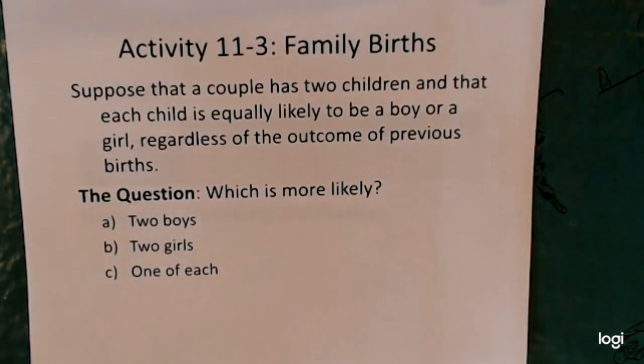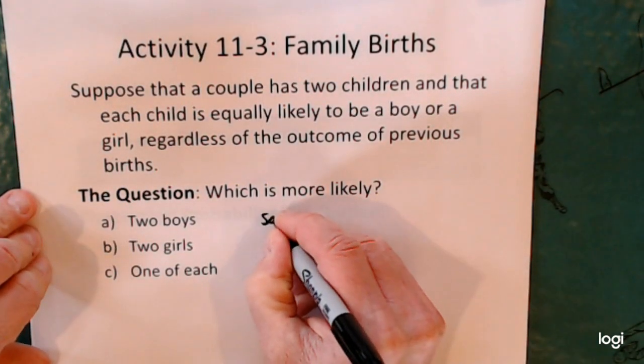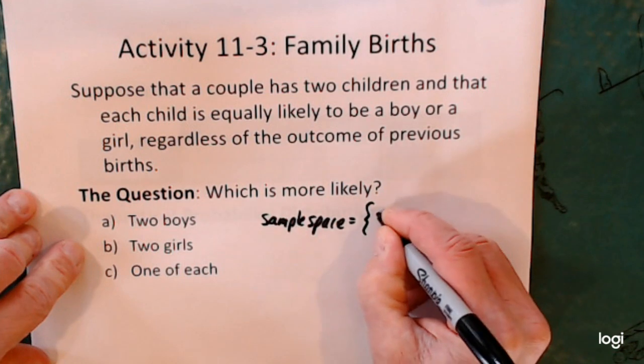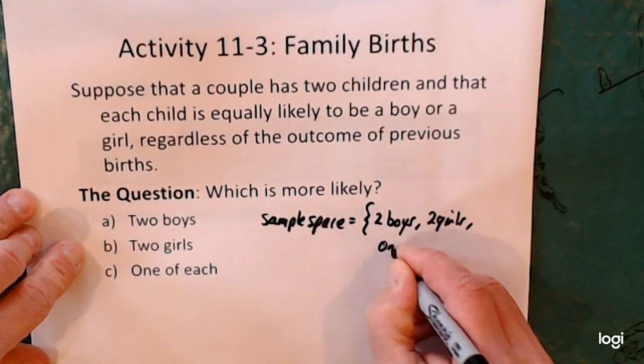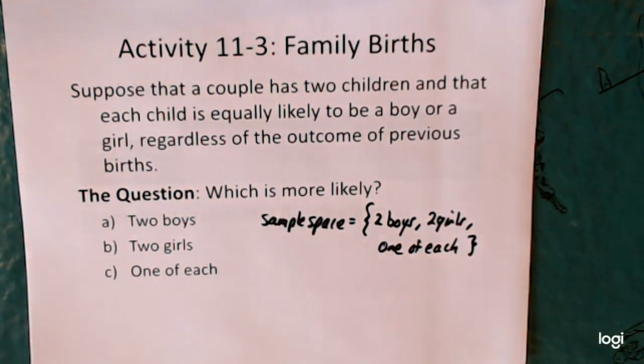Okay. So the first thing is the intuition, right? What seems like it would be more likely? 2 boys, 2 girls, or one of each? Okay. A natural reaction, a natural way to think about this is to think that all these are equally likely, right? That you might think, okay, well, my sample space is 2 boys, 2 girls, one of each. Okay, and so there's 3 outcomes in the sample space. They're equally likely, so 1/3 chance of each occurring.